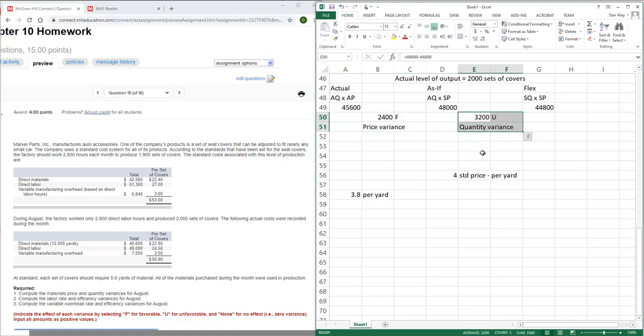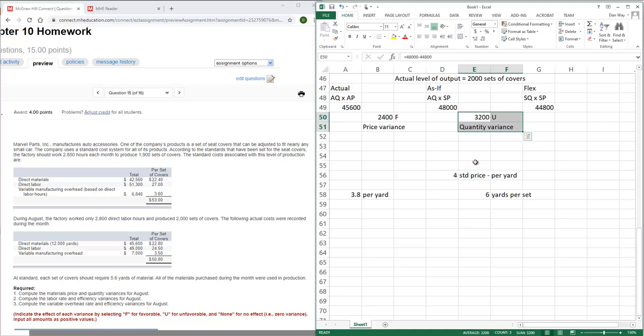Over here on this side, we had a $3,200 unfavorable quantity variance. So we know that we used more material than we thought we should have compared to our standard of 5.6 yards per set. And we can do that math here as well. So 12,000 yards were used up to make 2,000 sets of covers. So that's 6 yards per set. Our standard was 5.6 yards, so we've used more than we thought we should, and that fits with our unfavorable quantity variance.